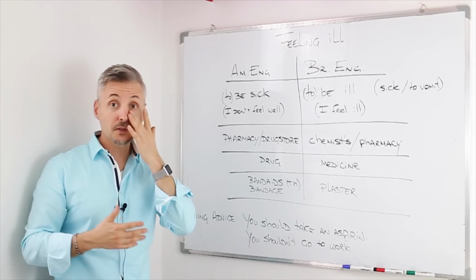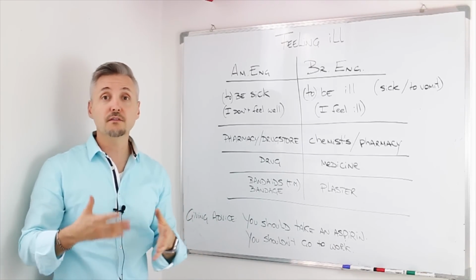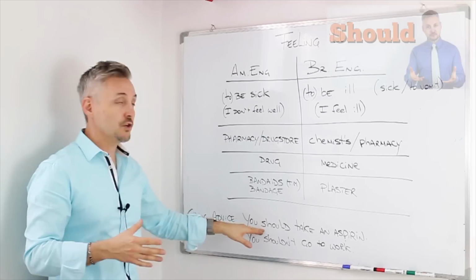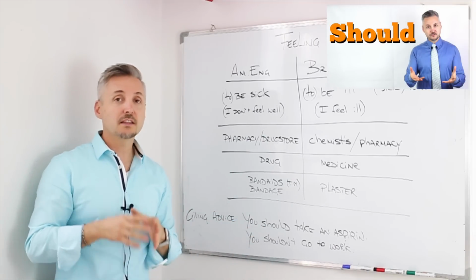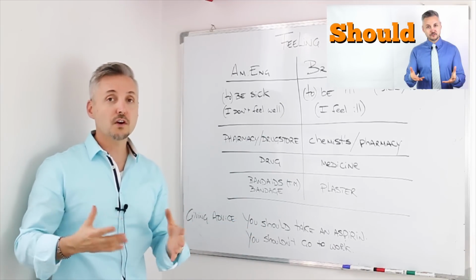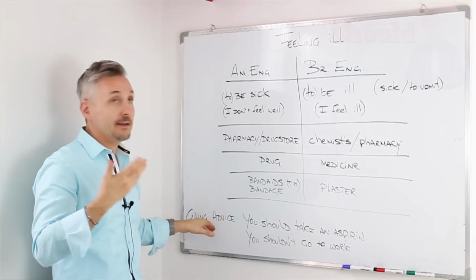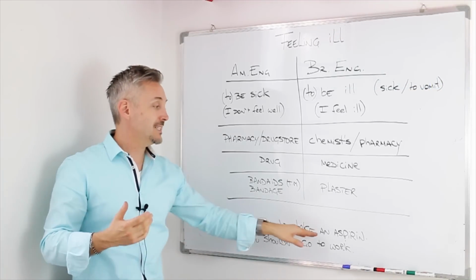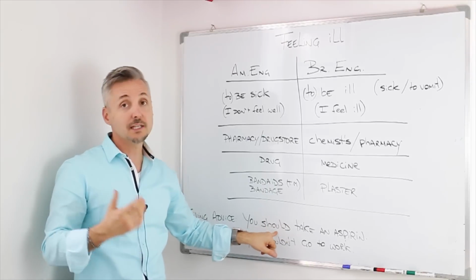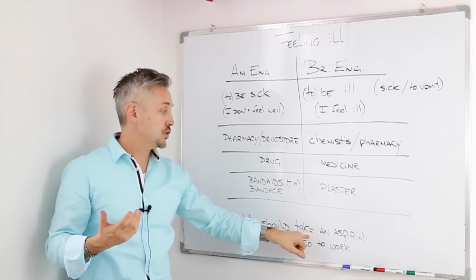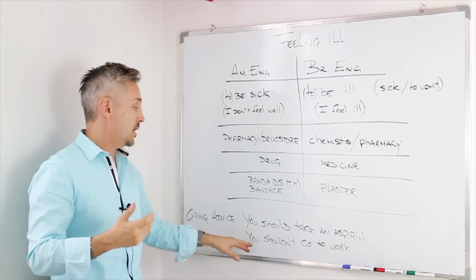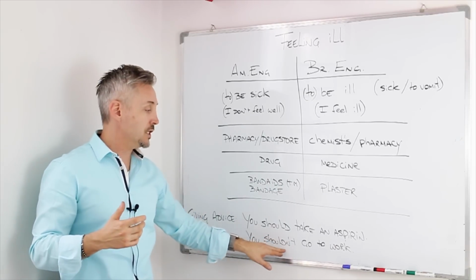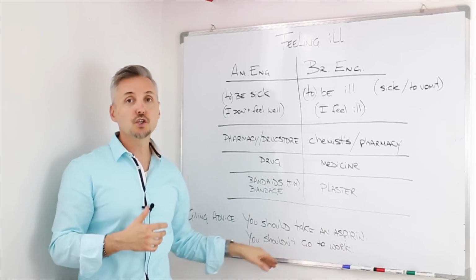Now, when you see a person that is feeling ill and you want to give advice, you use the modal verb should. There is a lesson especially dedicated to the modal verb should. So we could say, you should take an aspirin. So should is the modal verb, and then the verb, in this case take, and an aspirin. Or, negative, you shouldn't go to work.